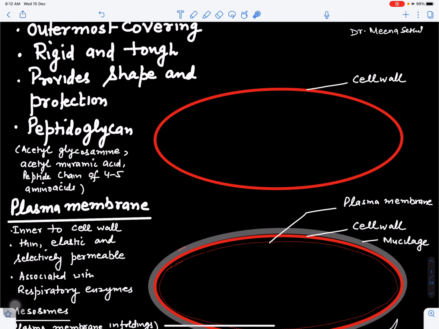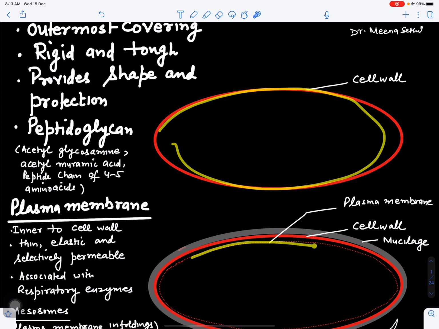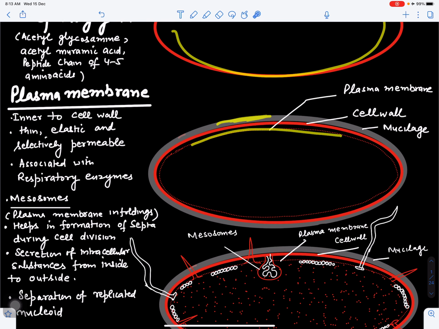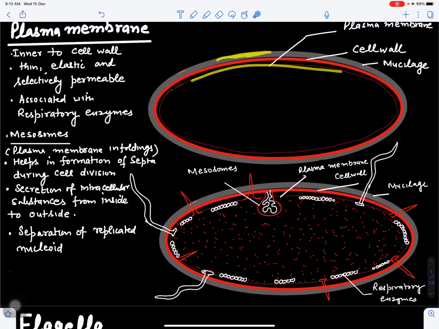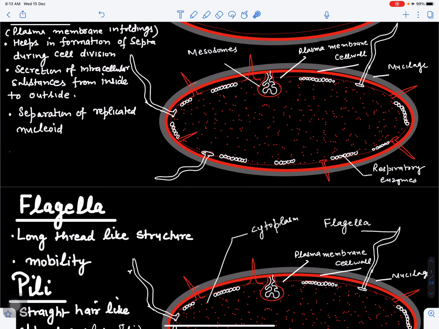So first, if we see, this is covered by the cell wall. Then internal to the cell wall is the plasma membrane. The outermost covering is the gelatinous sheath or mucilage, slime or capsule. Then the plasma membrane is showing enfoldings called mesosomes, finger-like projections present inside. And the plasma membrane is also associated with respiratory enzymes, which will help in respiration.